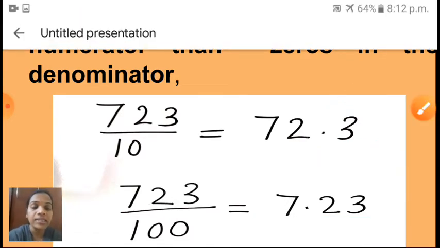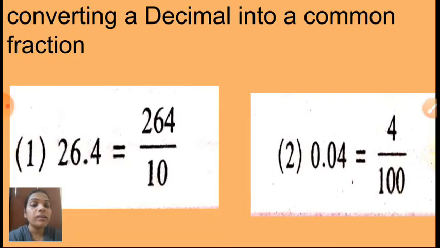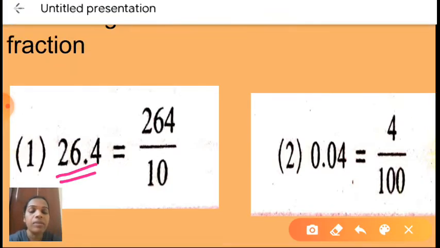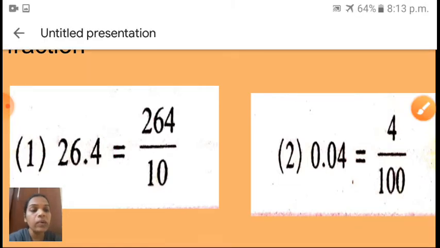Shall I go to the next one? Yes, children. So children, I hope you understood now how to convert a common fraction into a decimal fraction. And the next one, what I told already, is converting a decimal into a common fraction. See here, children, this is the decimal number, 26.4. How do we convert this decimal fraction into a common fraction? It is so easy, children.